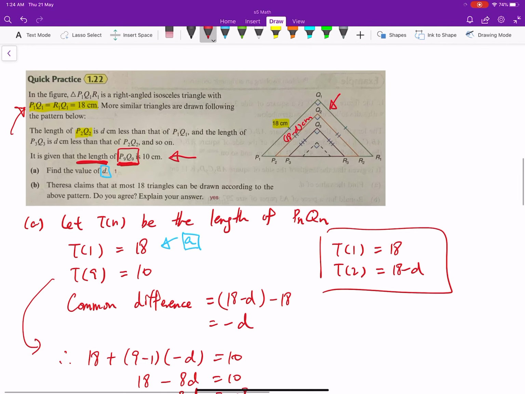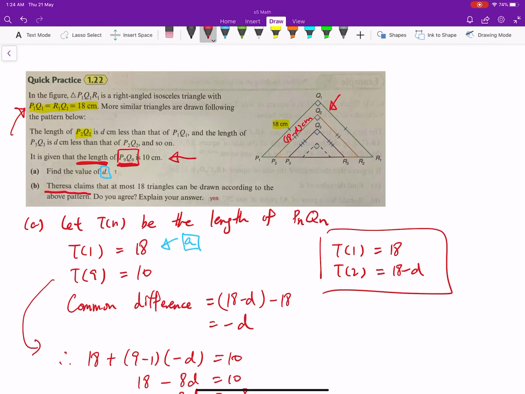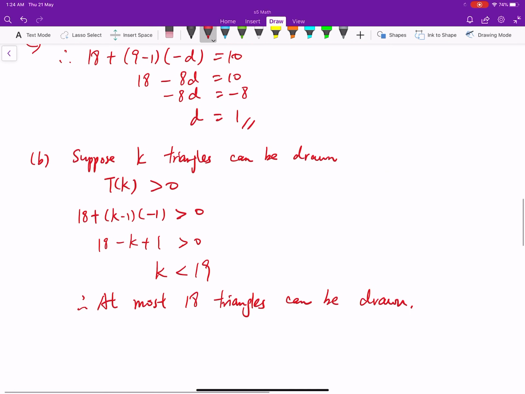Teresa claims that at most 18 triangles can be drawn. So it means the claim is correct. Hence, Teresa's claim is correct.